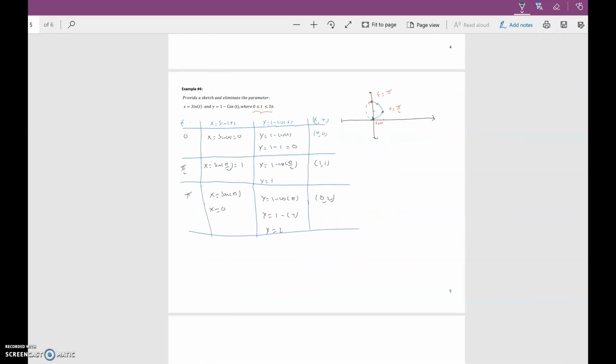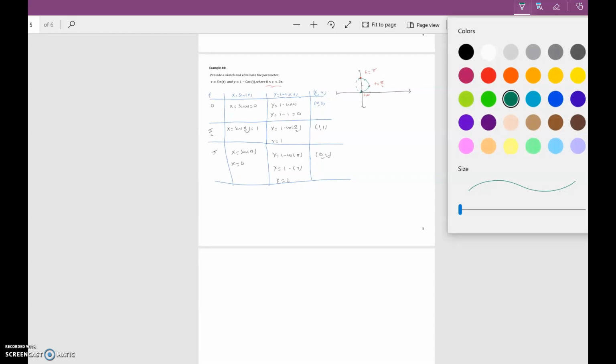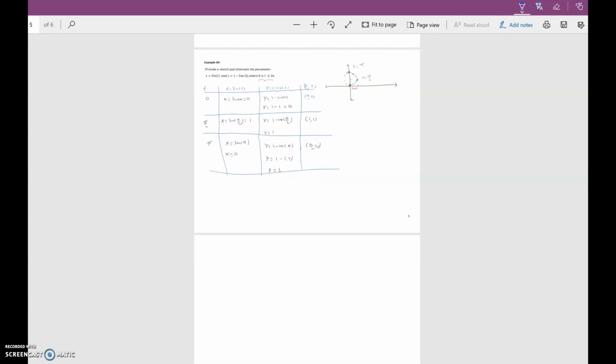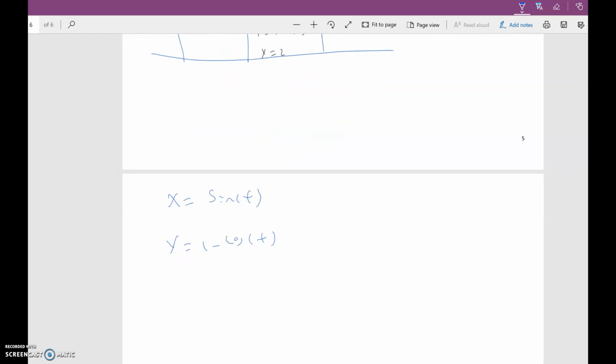Okay, so let's do the second portion where we eliminate the parameter. We have to be a little bit careful on this one because if you were to solve for t directly, it may not actually work because you would be ending up with sine inverses, and those are not defined everywhere. So you would have x is equal to sine of t, and then y is equal to 1 minus cosine of t.